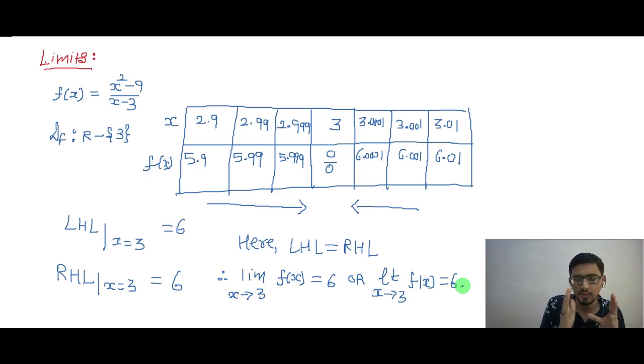One thing always remember throughout the chapter, still so many things we will study: limit is an approachable value, not an exact value. If I'm telling limit x tends to 3, f of x is equal to 6, how will you read this mathematical statement? You will read that if x is approaching 3, f of x is approaching towards 6. However, f of 3 can be 6 also, that depends. But whether f of 3 is 6 or not is not a point of discussion here. I'm just telling how to read this mathematical statement.